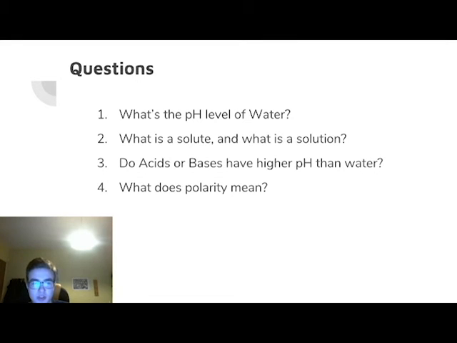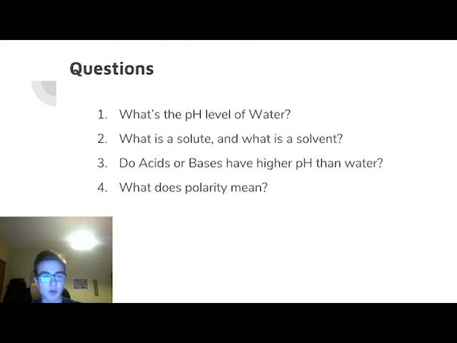Secondly, what is a solute and what is a solvent? That is correct. The solute is the one getting dissolved and the solvent is the one dissolving. And the third question, do acids or bases have higher pH than water? That's also true. Acids have a lower pH, so bases have a higher pH than water.